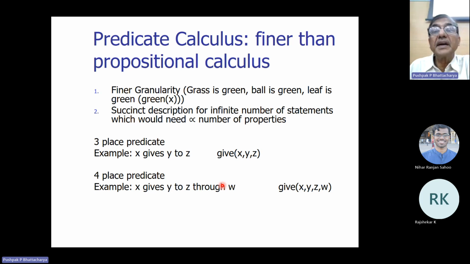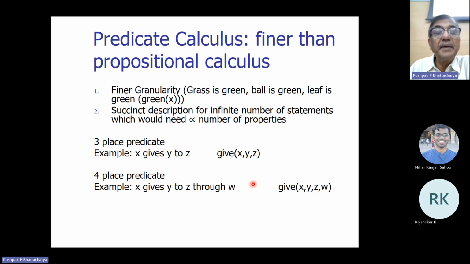Then predicate calculus is surely finer than propositional calculus. If we say grass is green, ball is green, leaf is green, the greenness is a common property. So we need a knowledge representation scheme where this commonness is captured. It is not possible in propositional calculus. In predicate calculus, this can happen.